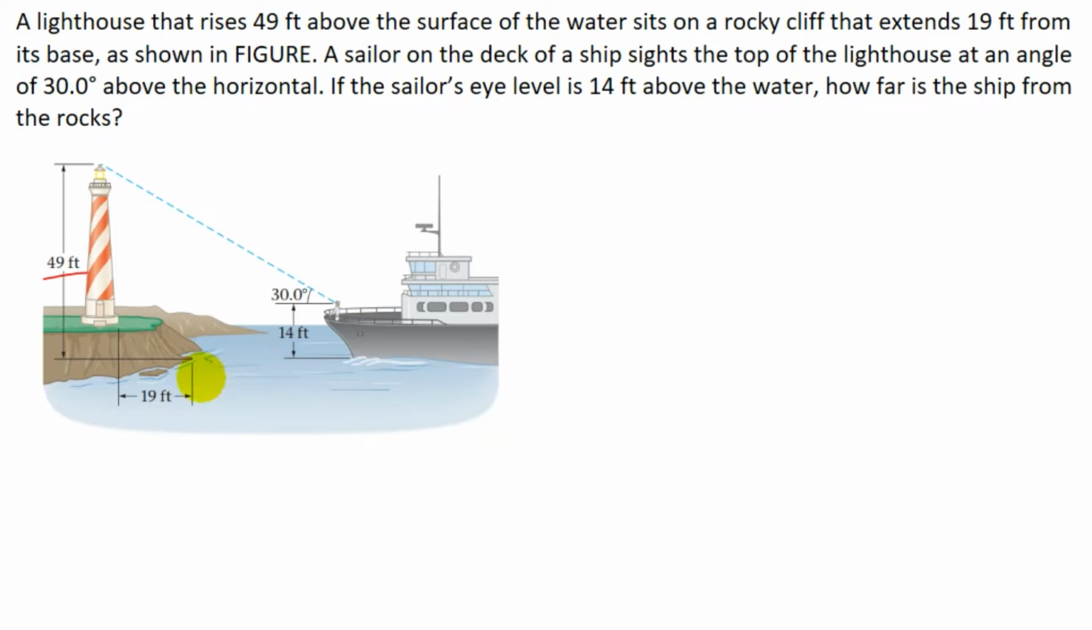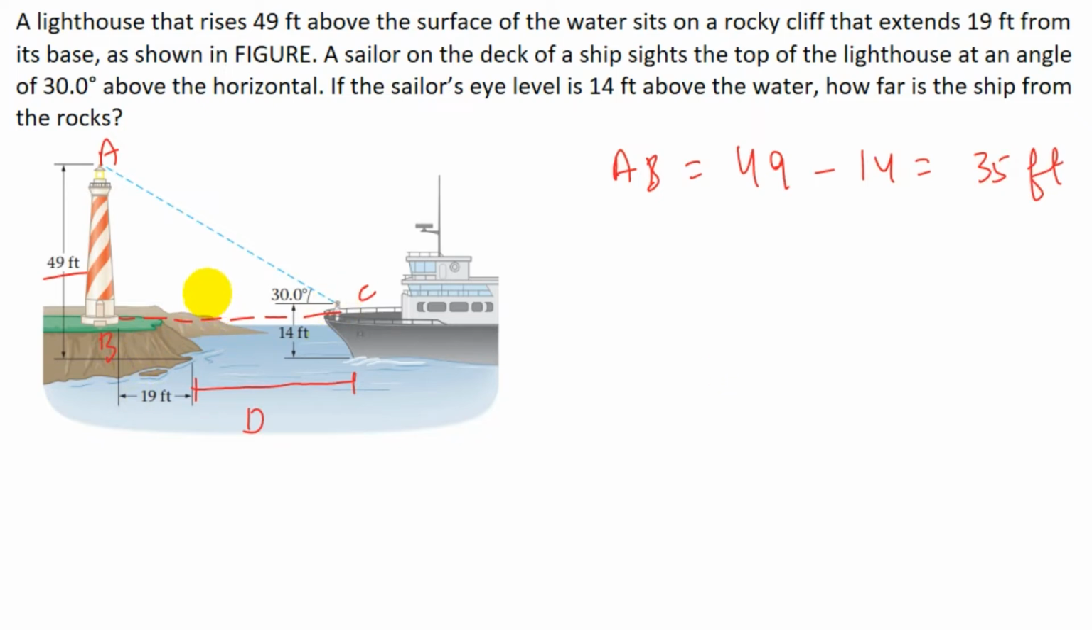Let me show it in the figure also. This distance we have to calculate. Let this distance be d. Now I'm making this triangle. This is basically a right angle triangle, ABC. The distance AB would be 49 feet minus 14 feet, so that would be 35 feet. Now let this length be L. If we are able to calculate this total length L, and then subtract 19 feet, we can easily calculate this distance d.